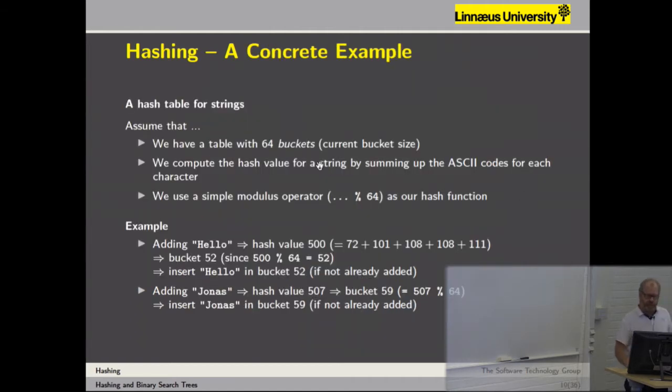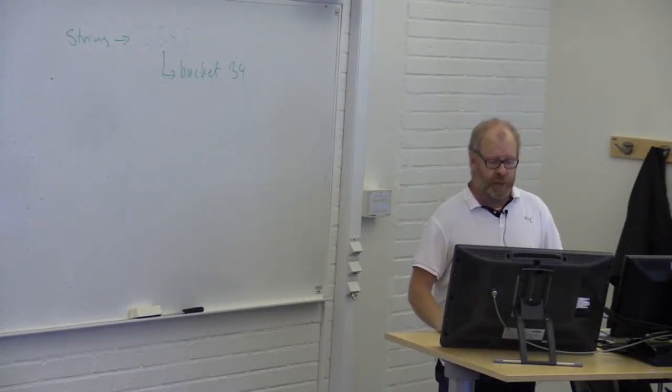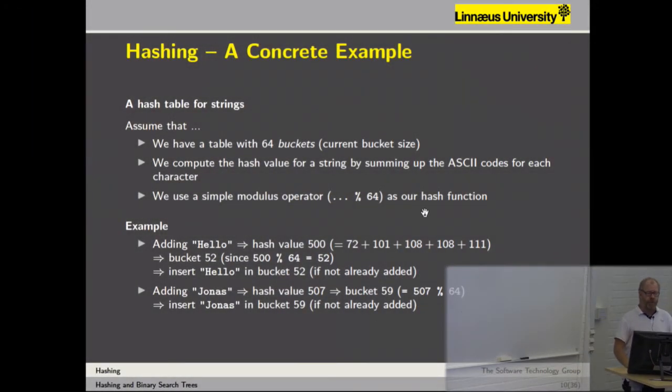I have an example here. Assume a hash table for strings. We have a table with 64 buckets. We compute a hash value for a string by summing up the ASCII codes for each character. So this is the way I associate a string with a value. I add together the ASCII codes. And then we use the modulus operator, modulus 64, as our hash function. That tells us which bucket it should go in.